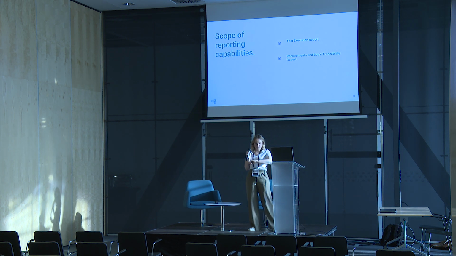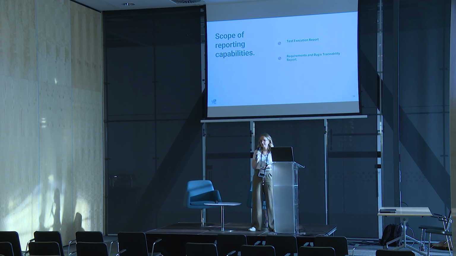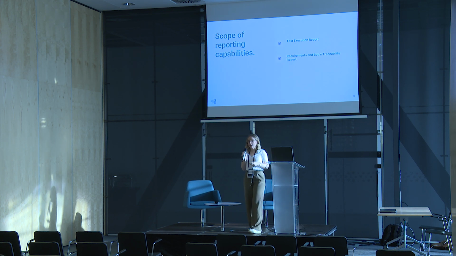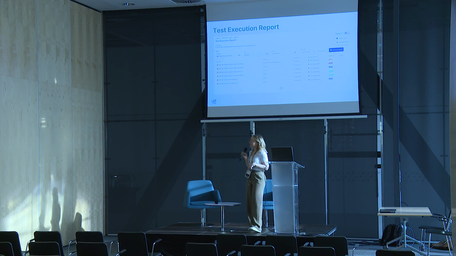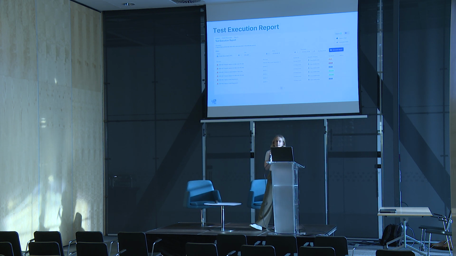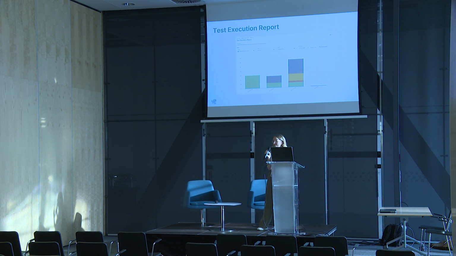And at the end, the bonus. I'd like to share with you the scope of our reporting capabilities. So first of all, we have a test execution report. In this report, you can see the test executions which were done historically. You can filter them by project, by user, by status, and the date range. You can also check them in multiple ways.